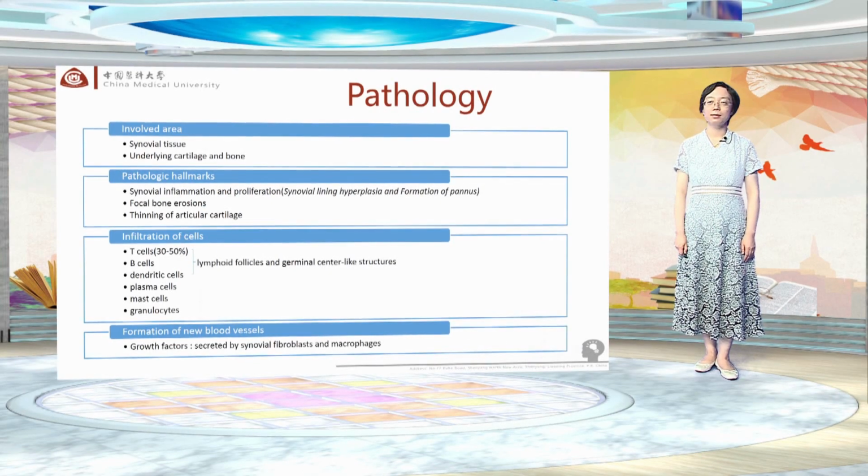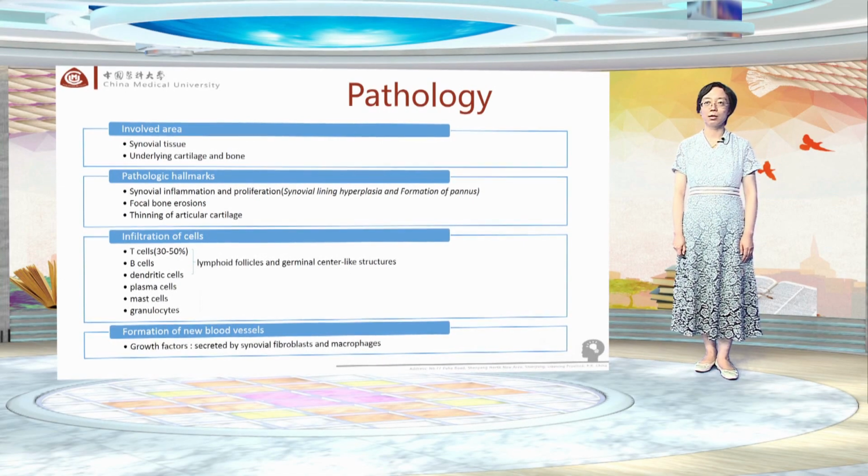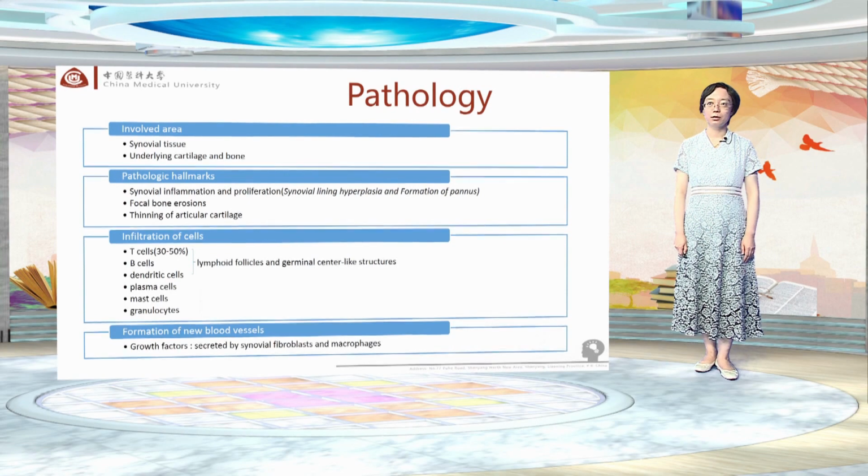The T cells comprise 30 to 50% of the infiltrate, with the other cells accounting for the remainder. In some cases, the B cells, T cells, and dendritic cells may form higher levels of organization, such as lymphoid follicles and germinal center-like structures. Synovial fibroblasts and macrophages secrete lots of growth factors. They promote the formation of new blood vessels in the synovial sublining.